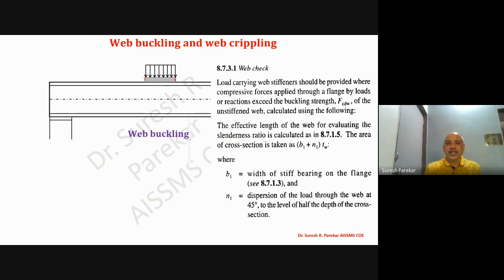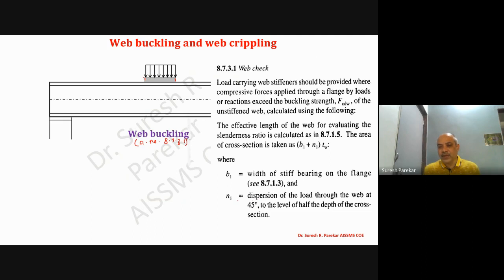Now when we are in this fashion, here it is mentioned that a load carrying web stiffener should be provided where there are compressive forces, so that we need not require to see. Here we have to see the effective length of web for evaluating the slenderness ratio, calculated in 8.7.1.5. So here also you can write in bracket the clause number, we have 8.7.3.1, and the detail we will see when we go to flexural members.